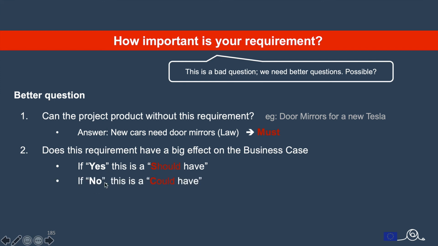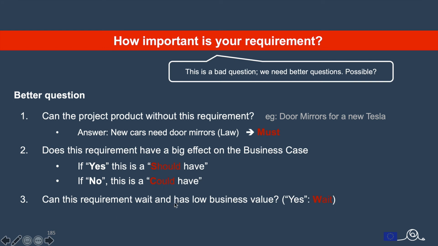The no could be like a big electronic Bose system which costs maybe 2,000 euro, but you will not be able to charge the 2,000 euro to clients because they won't pay for it. A normal stereo system will be fine. Okay, so the high-end value where you have a good business case would be should have, and a lower business value will be could have.